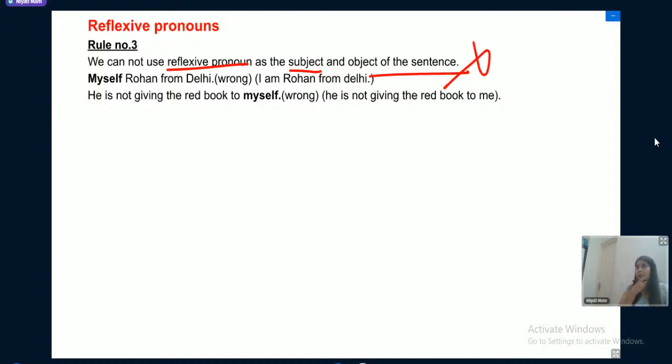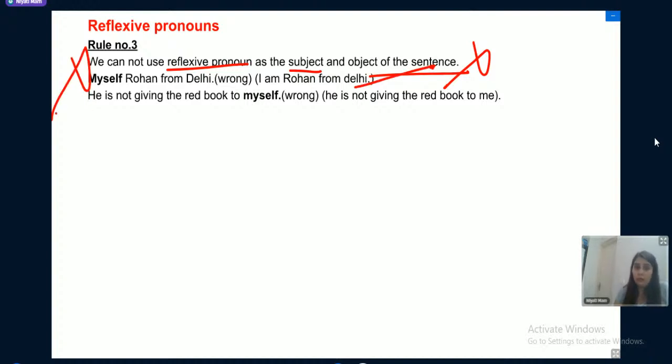Sometimes when people are asked to give their introduction, they usually start their sentences like "Myself, Niyati." No, this is wrong. The correct grammar is "I am Niyati," or the most preferred version is "My name is Niyati," right? "Myself Rohan from Delhi" is wrong. "I am Rohan from Delhi."